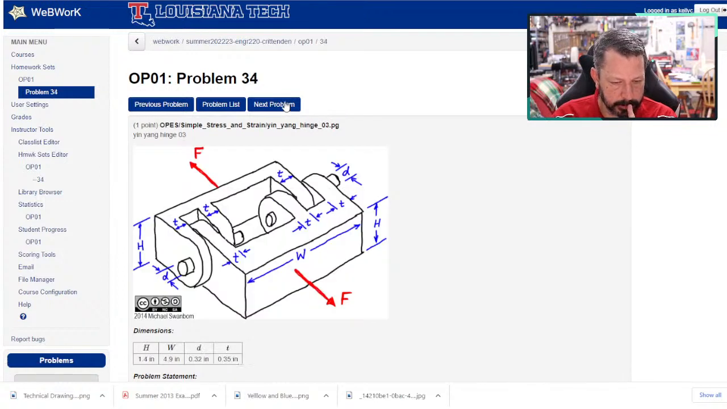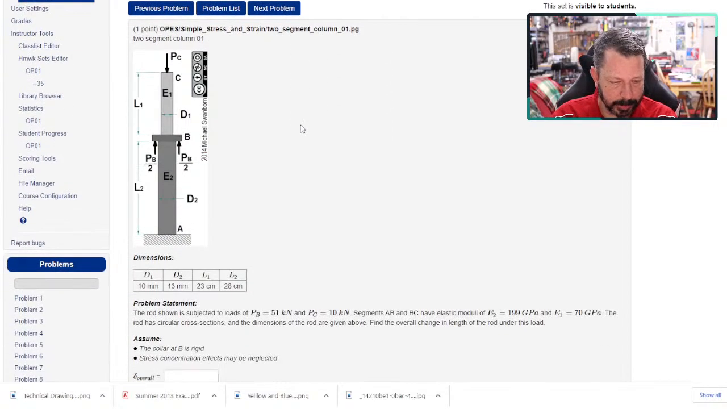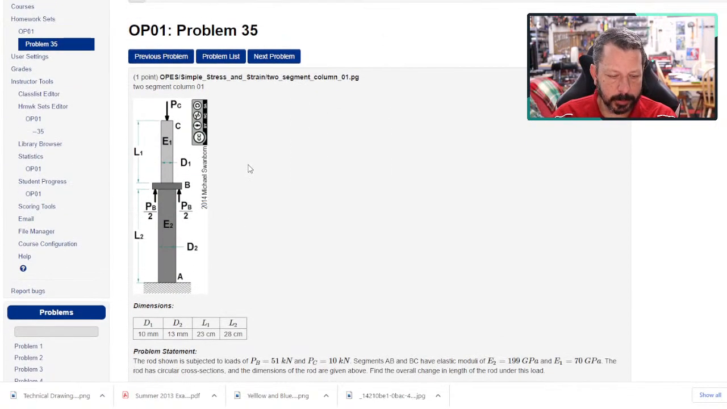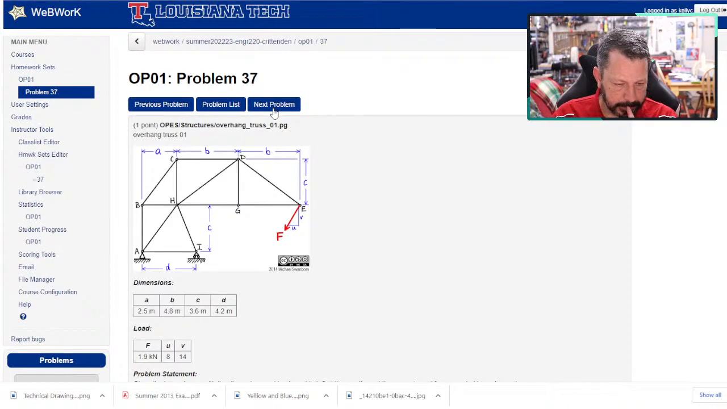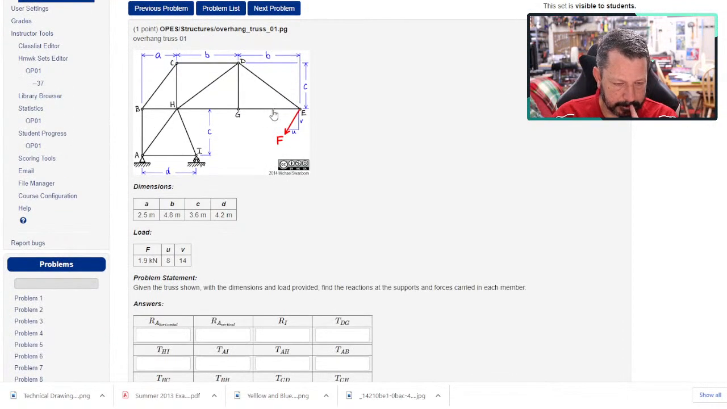That's another part of the same problem. Actually, there's several about the same problem. This one would be a good one to practice axial deformation. This is the same problem with different stuff on it. This one is tricky on the angles.